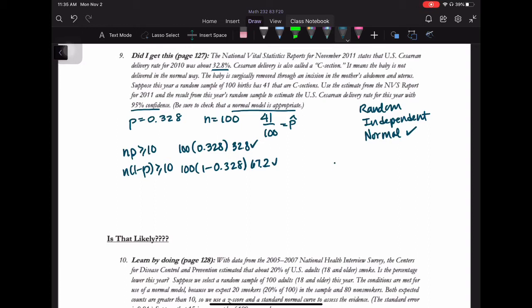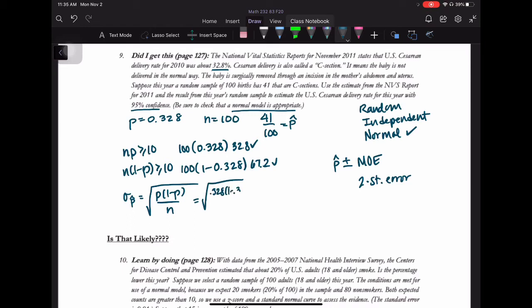Now remember, in order to calculate our confidence interval, we need our statistic plus or minus the margin of error, which if we're talking about 95% is 2 times the standard error. And we need that standard error, or standard deviation, that we're going to use. The standard deviation of the sampling distribution is equal to the square root of p times (1 minus p) over n. That's the square root of 0.328 times 1 minus 0.328 divided by the sample size of 100.